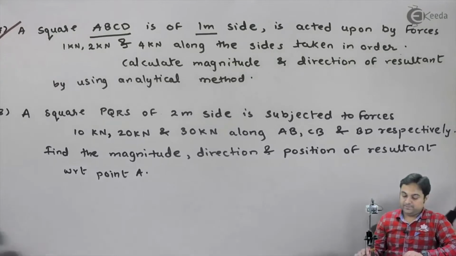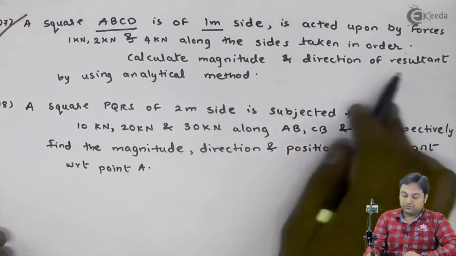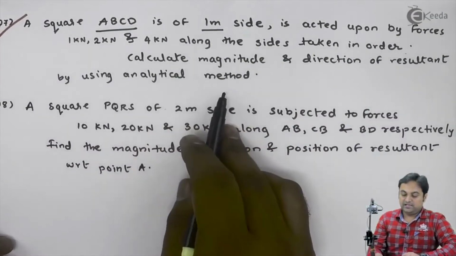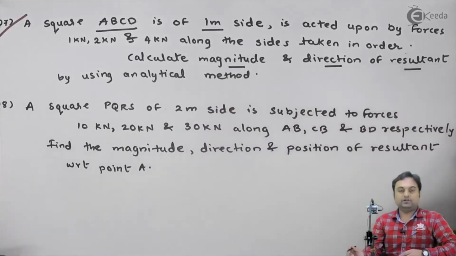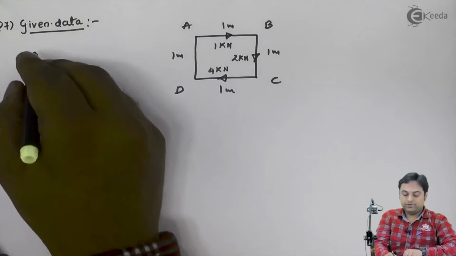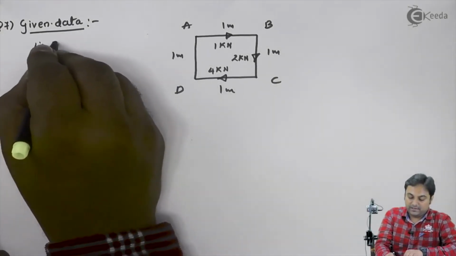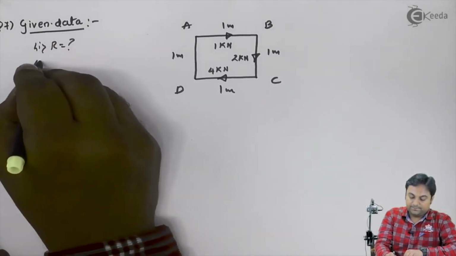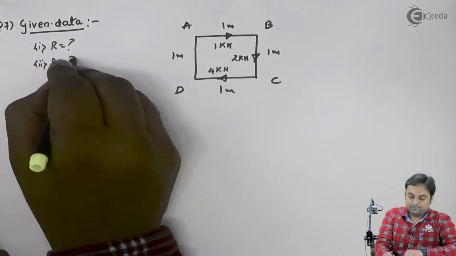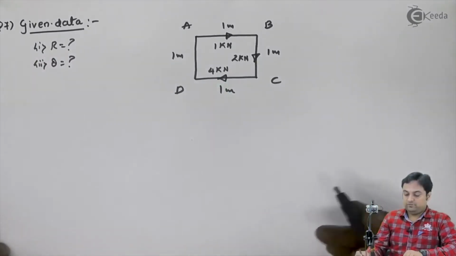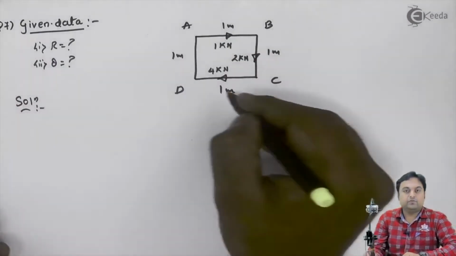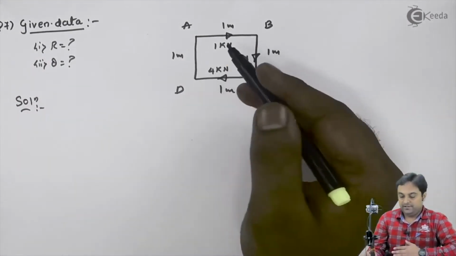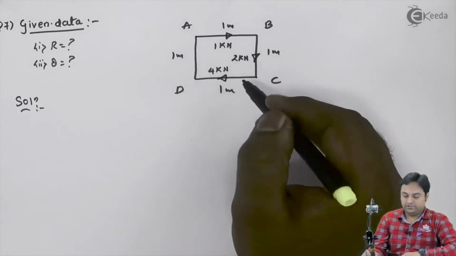Now calculate magnitude and direction of resultant by using analytical method. We have to find the magnitude and direction of resultant. So here you need to calculate R and theta. So we'll solve this problem. Solution. Here there is no need to resolve any forces because the forces are themselves horizontal and vertical.